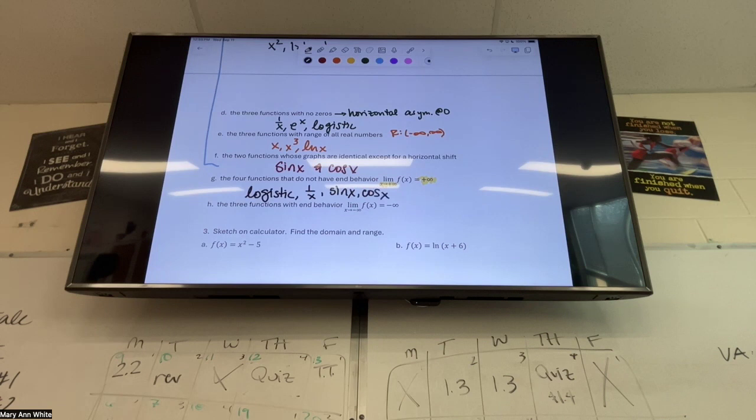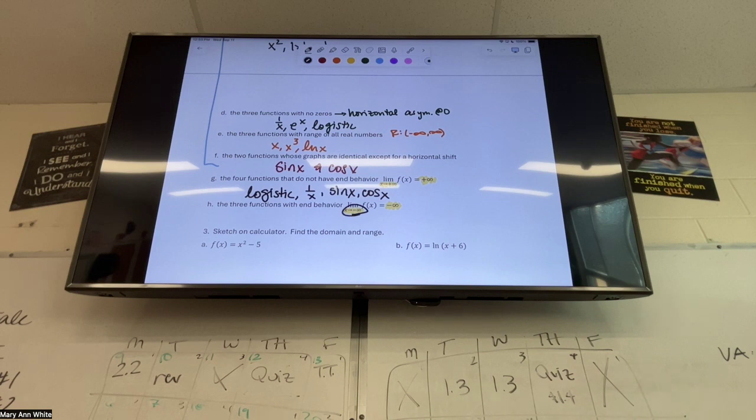All right. What about the three functions with end behavior as x approaches negative infinity, y also approaches negative infinity? So the left side, so all of these other ones, we were looking for ones that do not end high. Now I want the three that do start low and then increase as we go across the page. Which three start low? Natural log doesn't work because x is not negative infinity. X is bigger than zero.